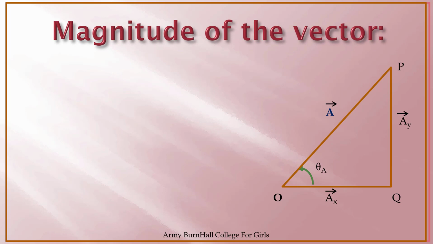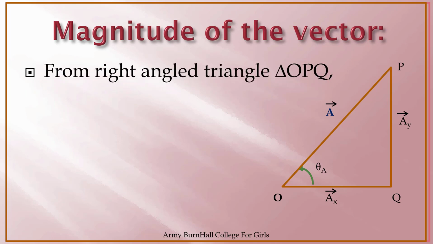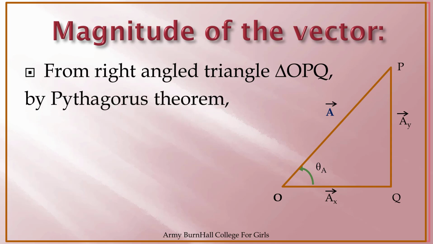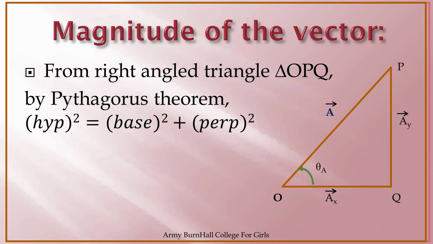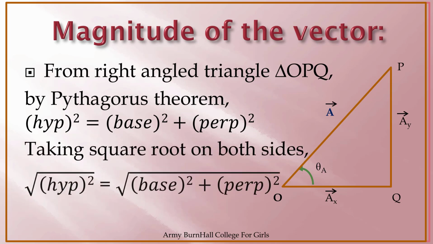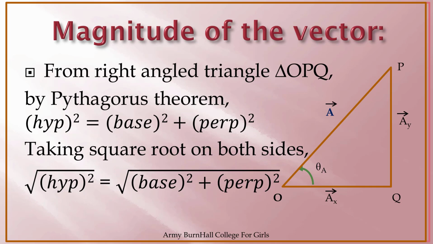So if we want to calculate the magnitude of a vector from its rectangular components, how are we going to do that? If we know the rectangular components of a vector, we can find its magnitude without using the scale, from the right angle triangle. Again, we are considering the same triangle OPQ. By Pythagoras theorem, hypotenuse square is equal to base square plus perpendicular square. Taking square root on both sides, hypotenuse square under root is equal to base square plus perpendicular square whole under root.